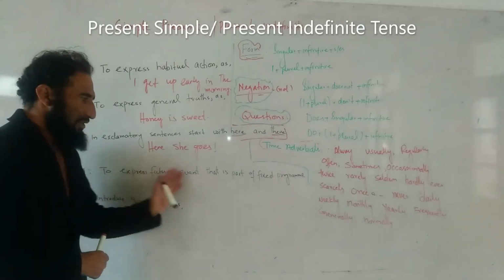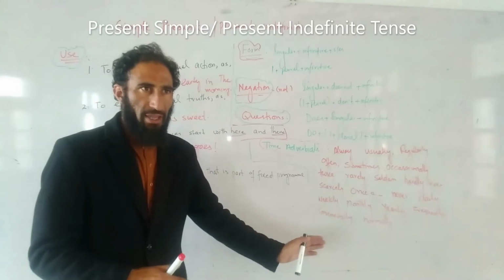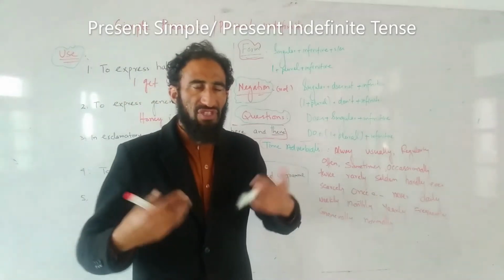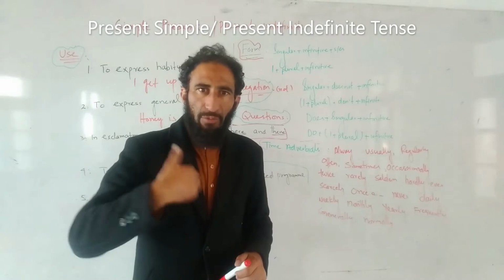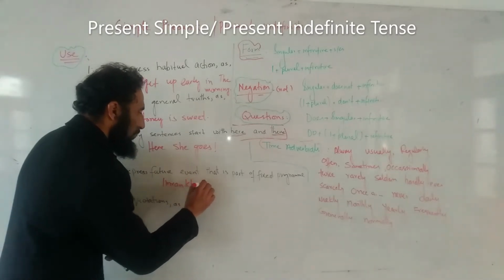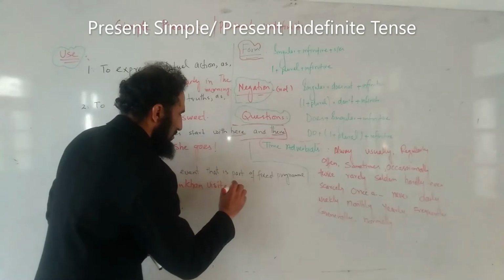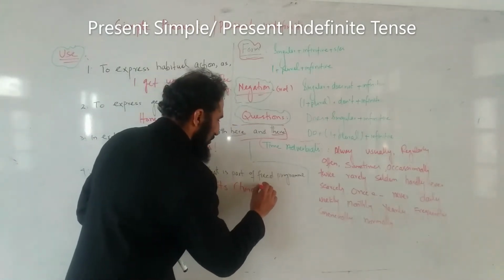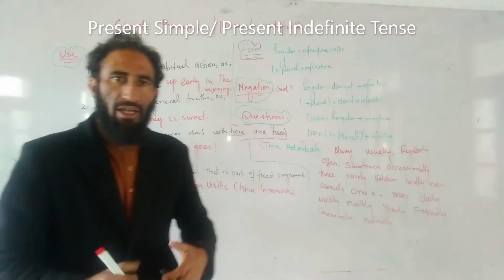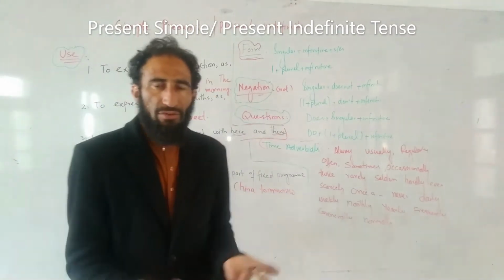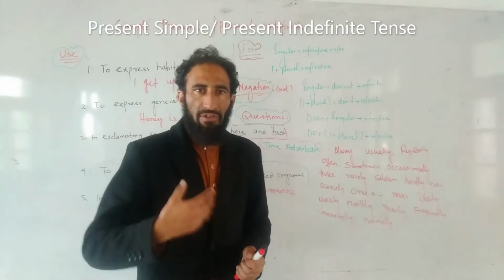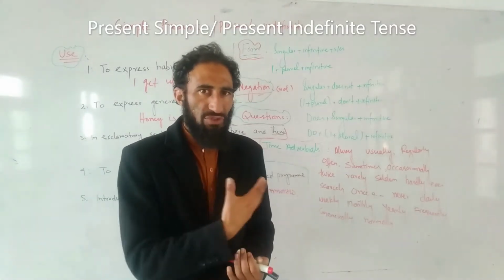The next is to express an event that is called a fixed program. We use simple present. For example, most of the time you might have seen in the heading of a newspaper that Imran Khan visits China tomorrow. So it means that still Imran Khan is in Pakistan, but he is going to visit tomorrow. Though it's a fixed program and a future program. So whenever we talk about a future program and that is fixed, we use simple present.